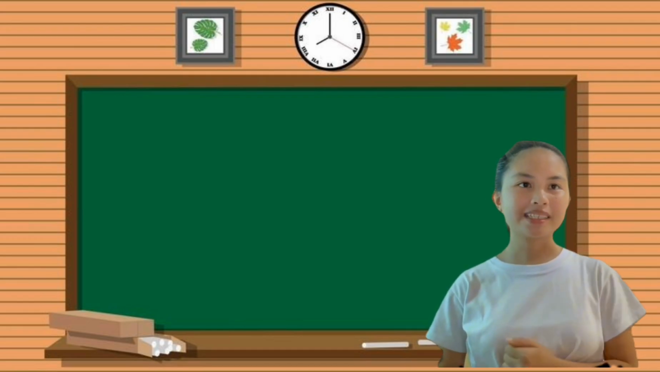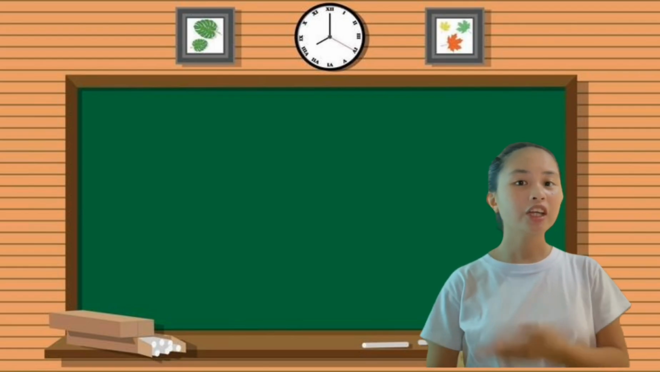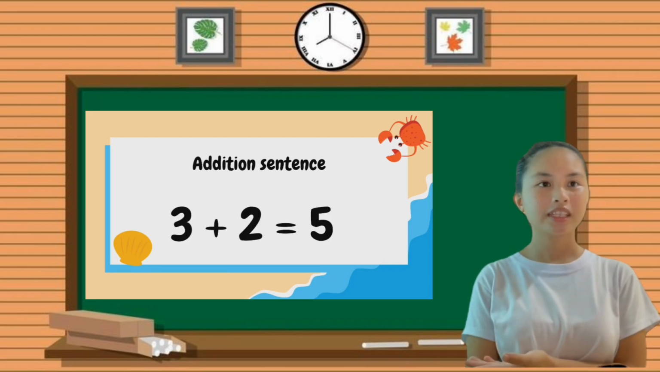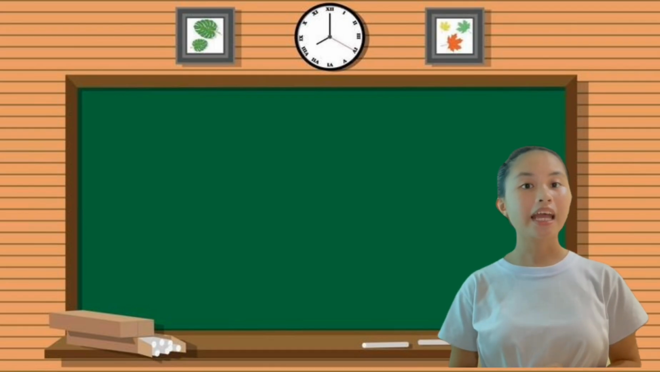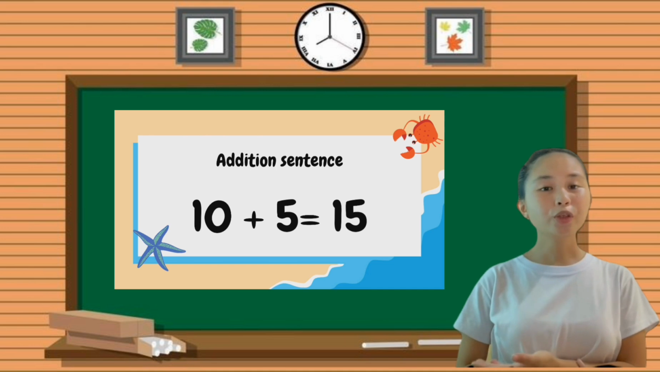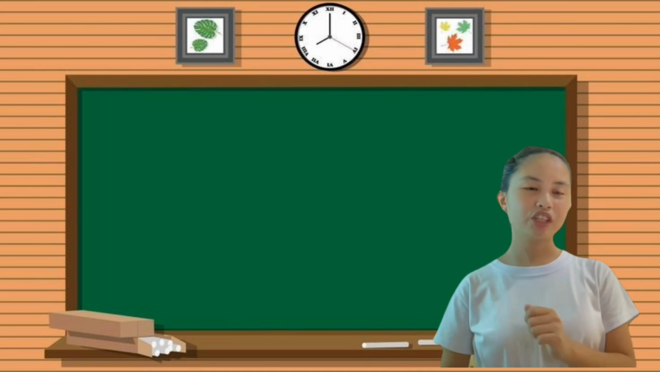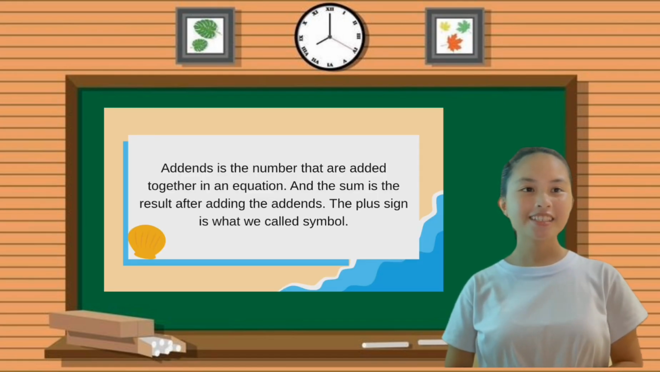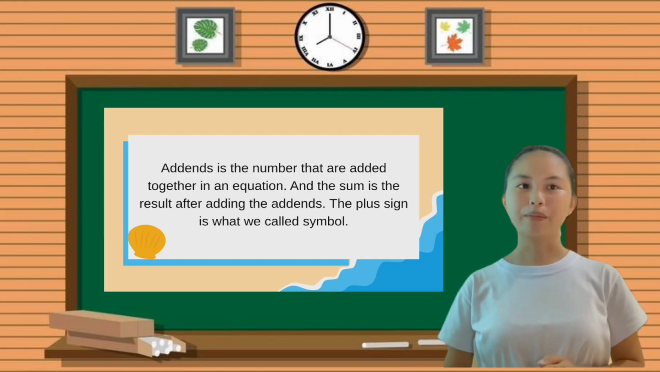Now, let me present my slide presentation for you to understand more what a number sentence is. Here, do you know what this is called? This is called a number sentence because it uses numbers, symbols, and equal signs. I have here an example. Do you know where the addends are? Very good. Kindly read the definition of addends. Addends are the numbers that are added together in an equation, and the sum is the result after adding the addends. The plus sign is what we call a symbol.